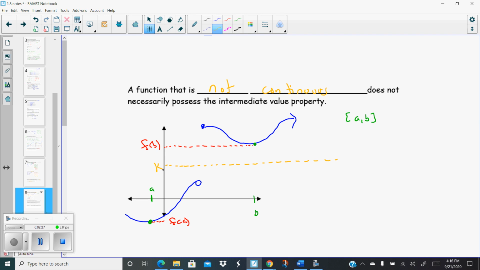Now, does that mean you can't do it for all of them? Well, certainly this right here would have worked. That would have given me a value of k, or this would have worked, or some other pieces would have worked, but there are some that don't work.